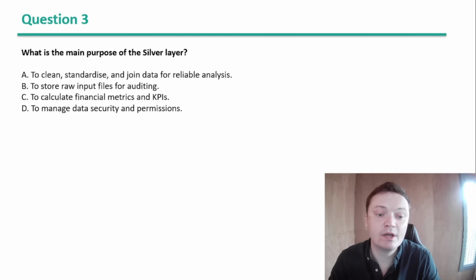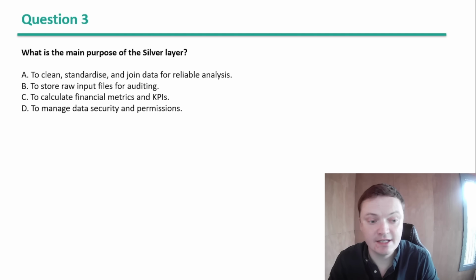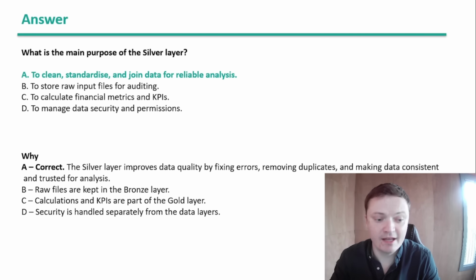Question 3. What is the main purpose of the silver layer? A, to clean, standardize, and join for reliable analysis. B, to store raw input files for auditing. C, to calculate financial metrics and KPIs. Or D, to manage security and permissions. And the answer is A.